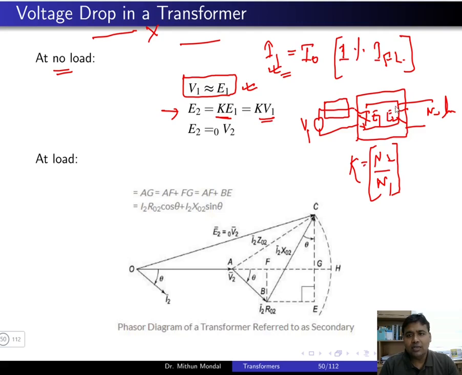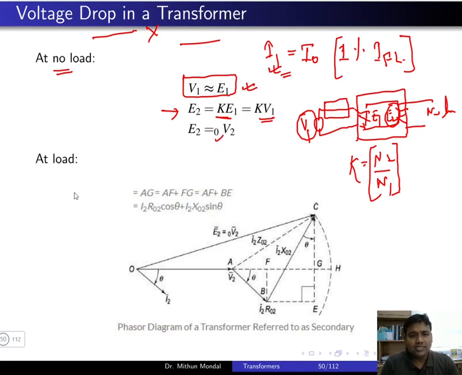So you can find the induced EMF on the secondary side of the transformer knowing the supply voltage V1 and the transformation ratio. We can represent our E2 under the no load condition with a zero term included, to represent the no load condition.